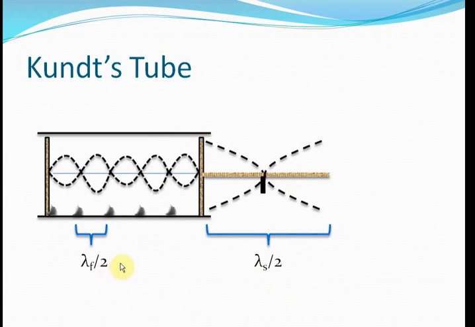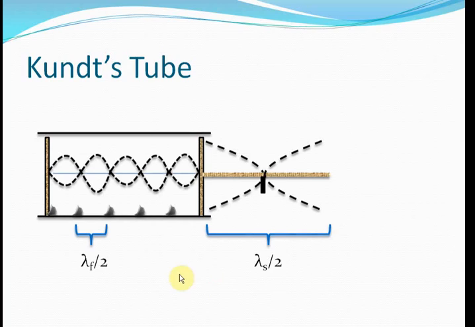Based on these two values of wavelengths of the standing waves created in the fluid and in the solid, we can easily calculate the velocity of sound in the solid divided by the velocity of sound in the fluid. We can do this because we know that the frequency of vibrations here and here is just the same, and frequency can be written as V divided by lambda.